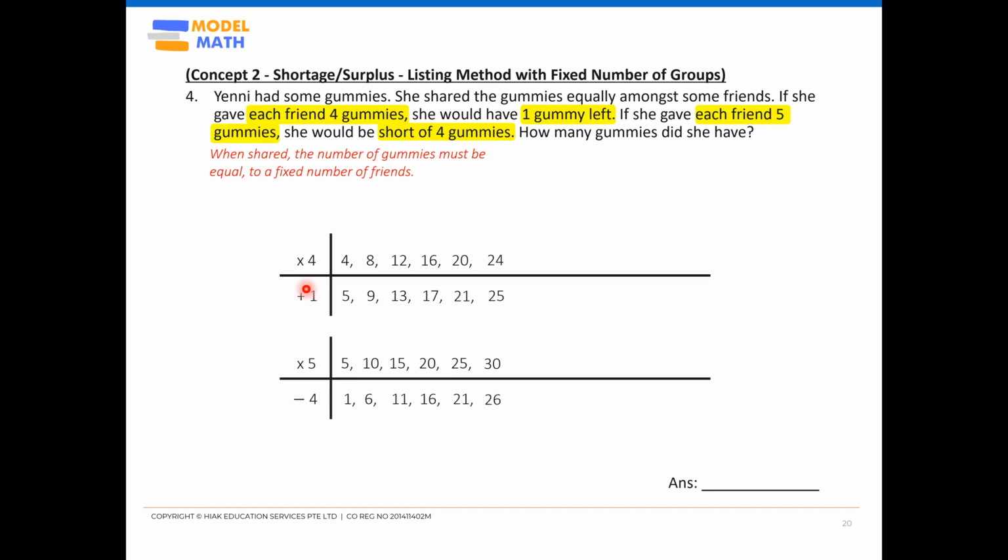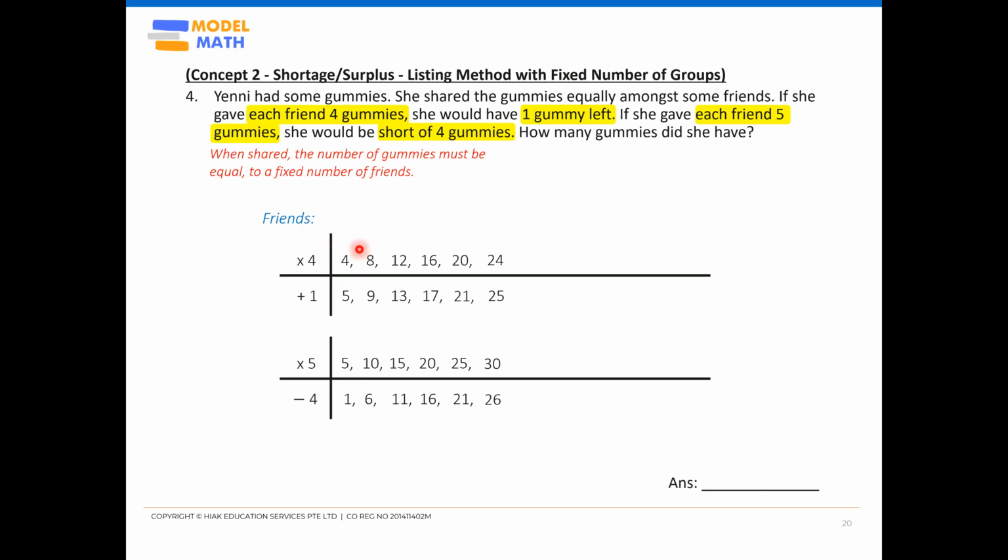And okay, so before I go and find the common number, you have to introduce the fixed number of friends. So we can include that in the top row. Now, in fact, if you were to write this at the beginning, I would think you can consider doing that, because then you will remember that the number of friends has to be fixed, instead of bringing it in later. But anyway, I'll just continue showing this.